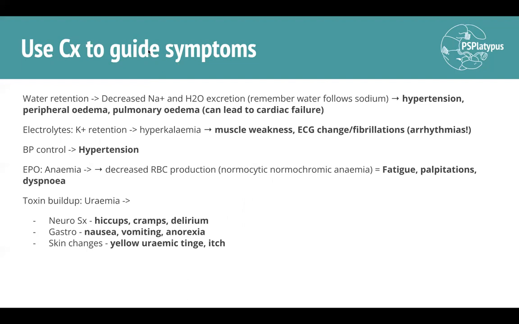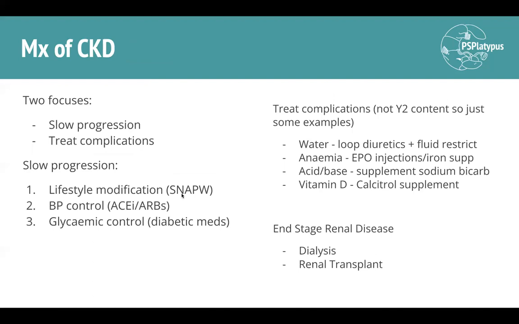So if you use your complications to guide the symptoms that they'll present with, right? So with water retention, there's decreased, remember, a waterfall of sodium. And so there's decreased sodium excretion and decreased water excretion. That buildup in water causes hypertension and edema. This is pretty much what we talked about before, just presented a little differently. What I'll focus on is uremia. Uremia is a toxin usually excreted by the kidneys, and when it builds up, you can have symptoms all over your body. A very buzzwordy one is the itch and the yellow uremic tinge, but also you can get hiccups and neuro symptoms, gastro symptoms, etc.